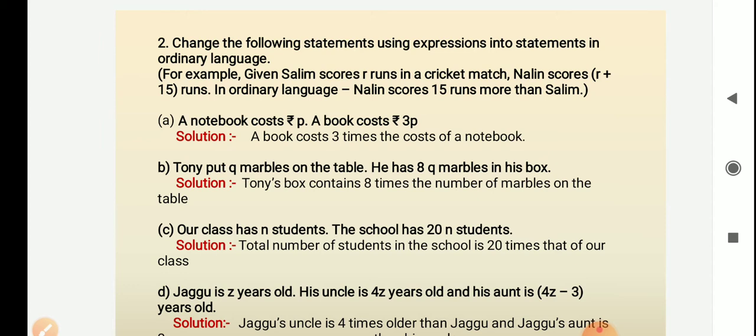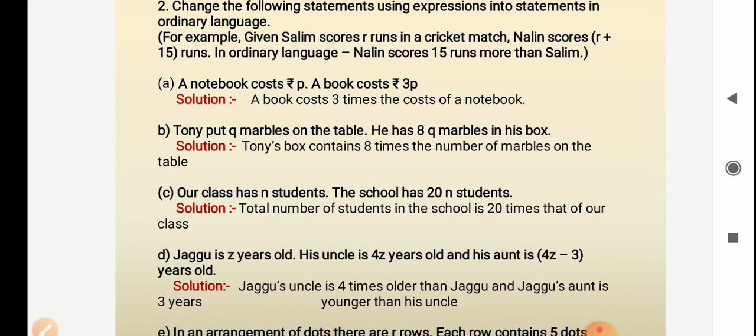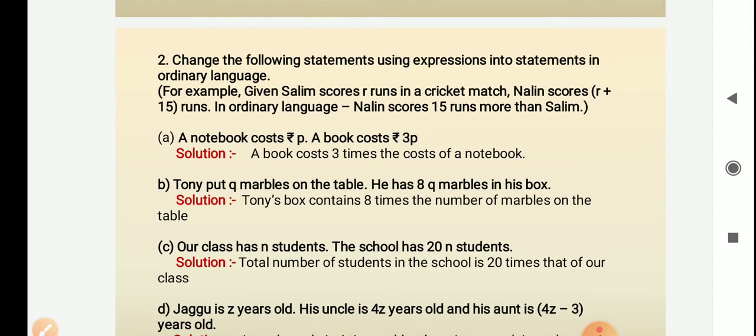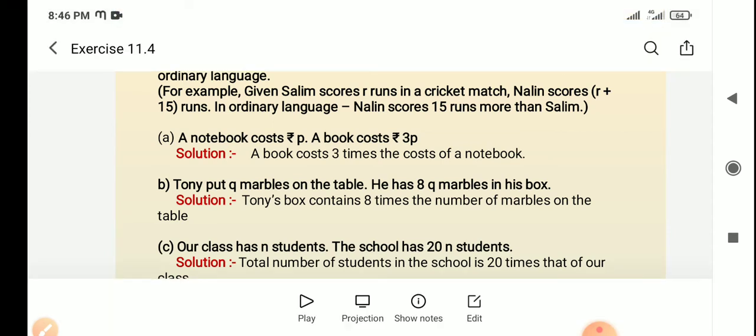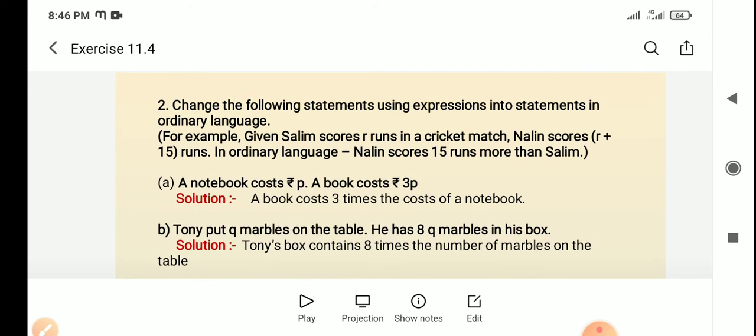Means see students, here we have to form a statement. Change the following statements using expressions into statements in ordinary language. Here it is given Salim scores R runs in a cricket match and Nalin scores R plus 15 runs. Means here the expression is given, we have to form a statement in ordinary language. So we can write it: Nalin scores 15 runs more than Salim. In the same way, here expressions are given, so we have to change them into statements in ordinary language.